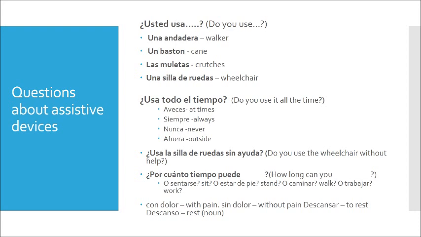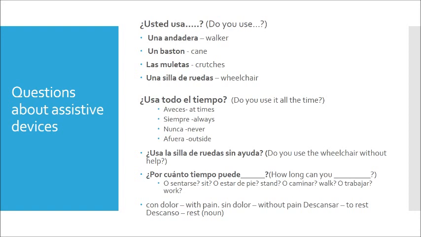And then a question about the wheelchair that was important. Do you use a wheelchair without help? ¿Usa la silla de ruedas sin ayuda? That would also tell you where their functional level is at and how much assistance they're getting. And then asking them questions about how long they use it for. This is very helpful in setting goals as well.